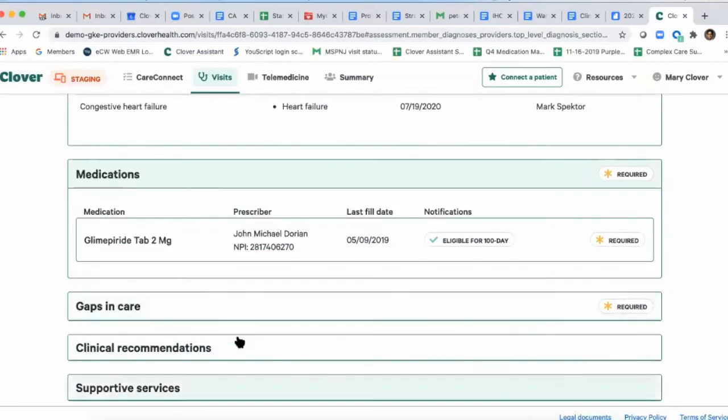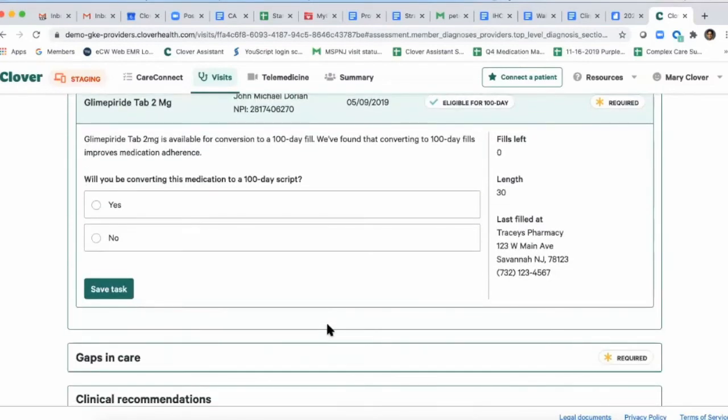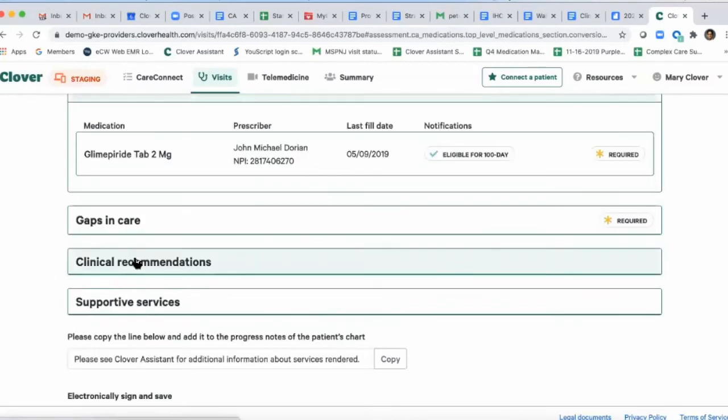On the med side, it'll give you a sense of all the meds that Clover has evidence that the patient is currently taking. So in this case, glimepiride for the diabetes. And it'll tell you, hey, this patient is on a 30-day prescription for diabetes. We found that if you convert to a 100-day fill, they're more likely to take their medication. Are you interested in doing that? And you can say yes or no. If you say yes, you just save it.